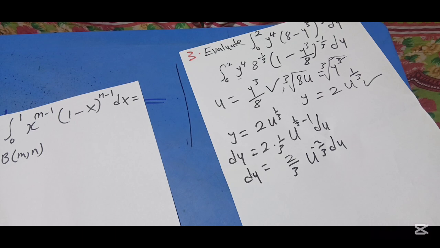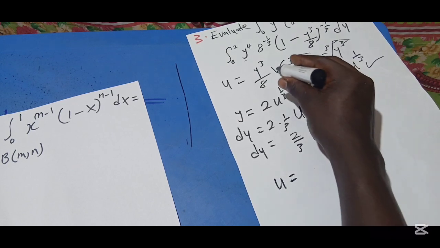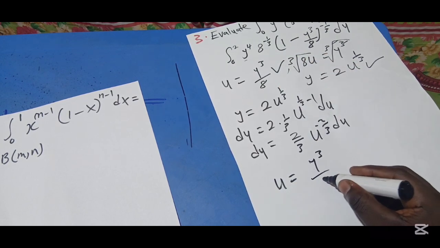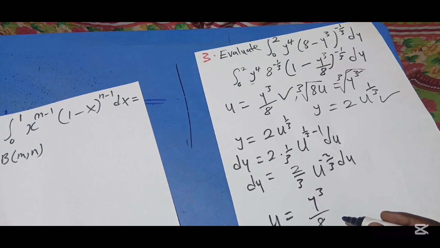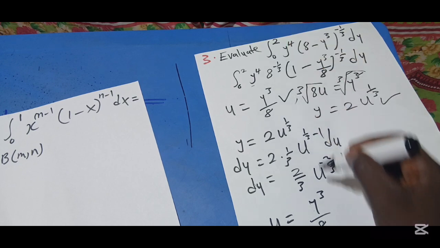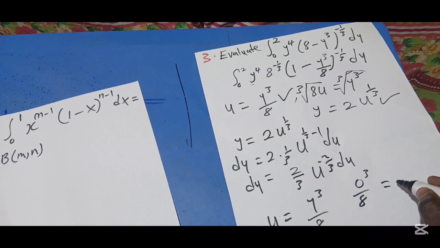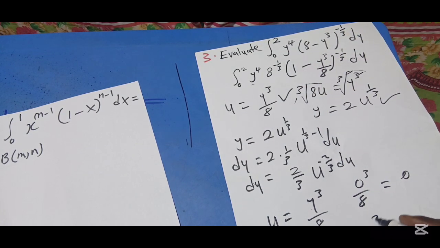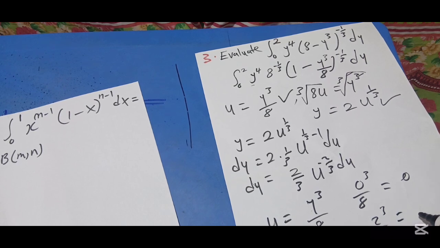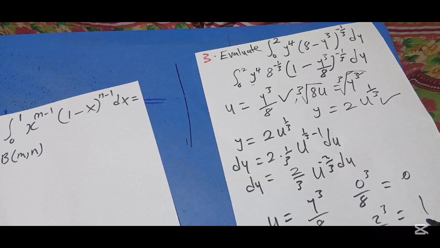With this, we now check our limits. We said u equals y to the power 3 on 8. So now let's set our limits. When y equals 0, what is the value for u? We get 0 cubed on 8, which implies that u equals 0. When y equals 2, what will be the value for u? We get 2 to the power 3 all on 8, which is 8 on 8, and this gives us 1.